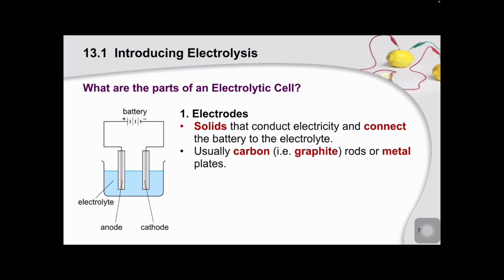These are usually carbon, which is graphite. If you recall in Sec 3, you learned that graphite is a good conductor of electricity, or it could also be a metal plate. It could be platinum, etc. Now, these are what electrodes are.